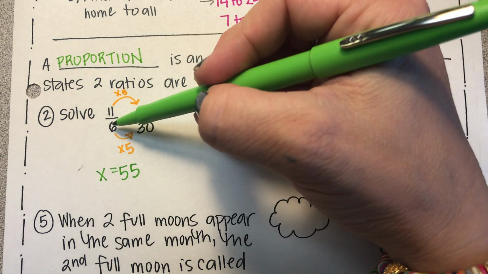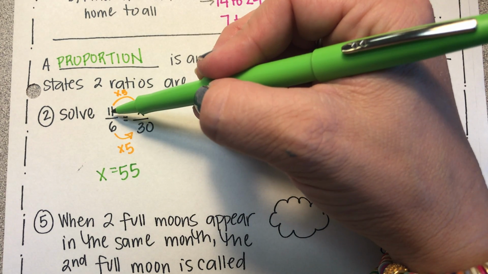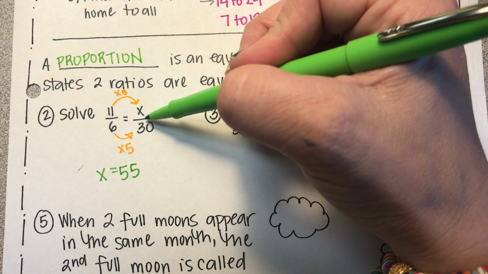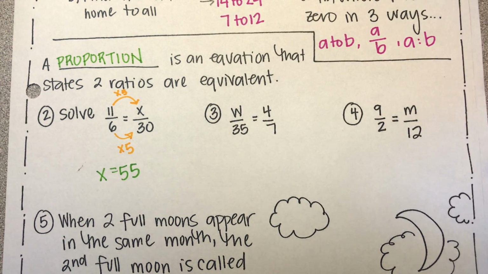Okay, and think about it kind of logically. 6 times almost 2 would be 11. 30 times almost 2 would be 55.